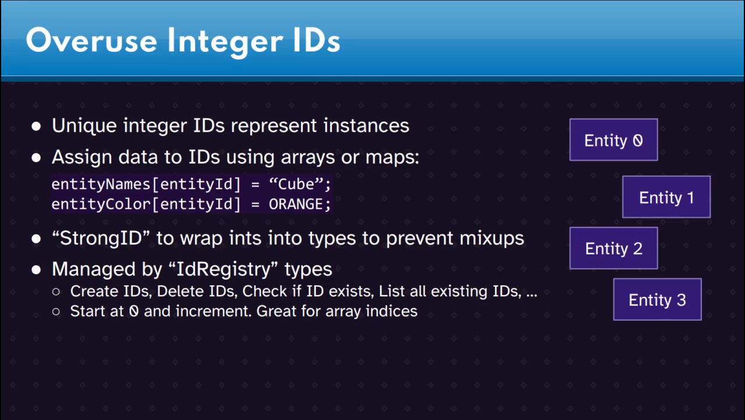So this is really good for array indices because it would pack the memory very efficiently. And deleted IDs are reused. So if I delete entity 1 here and I immediately create a new ID, its ID is going to be 1.